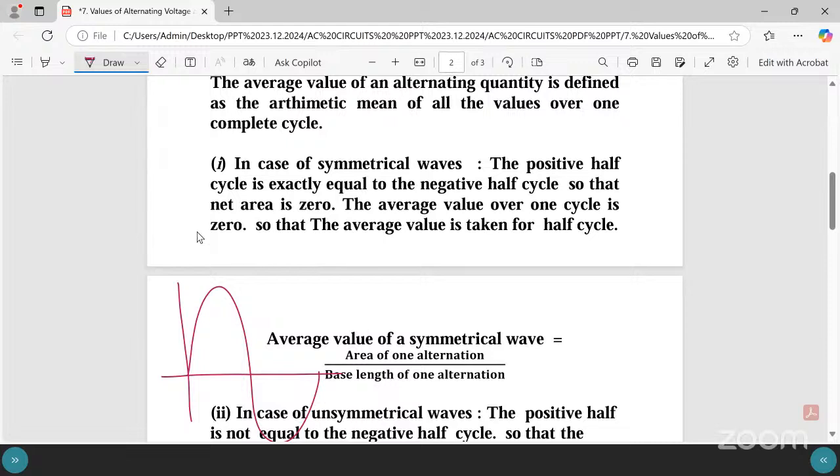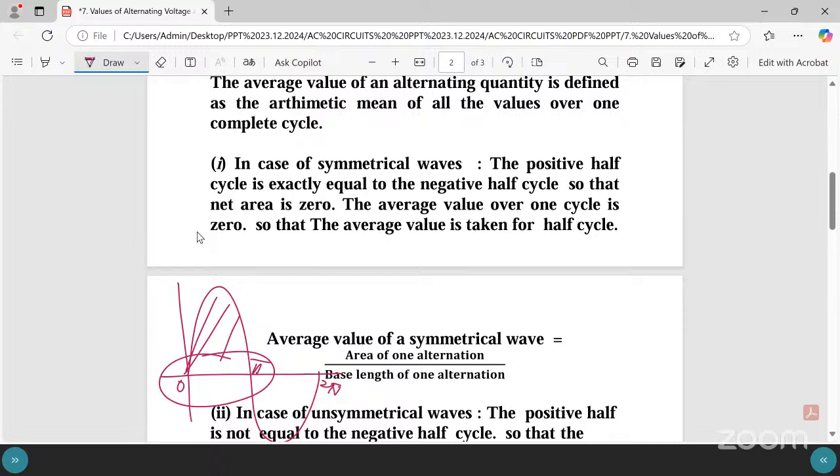Don't take the full cycle, don't take 0 to pi to 2 pi. Don't take time period 2 pi in 1 by T, integral 0 to T, y of t dt. Don't take T equal to 2 pi. Why? Both halves are the same. For a symmetrical waveform, do the calculation for only half cycle. Take only pi.